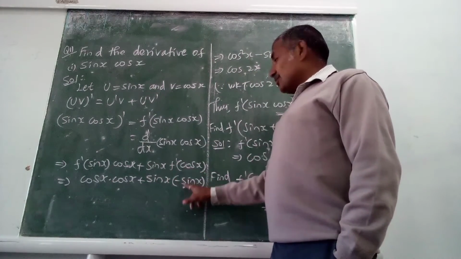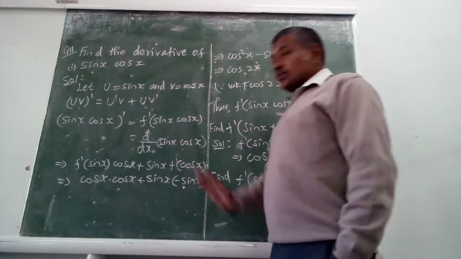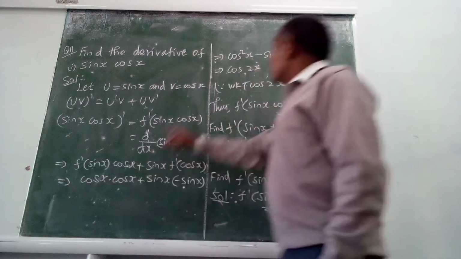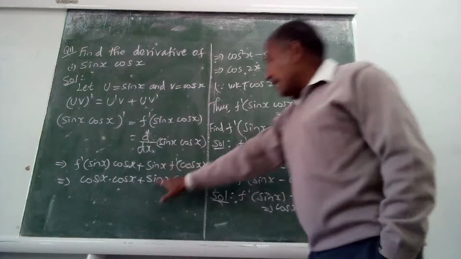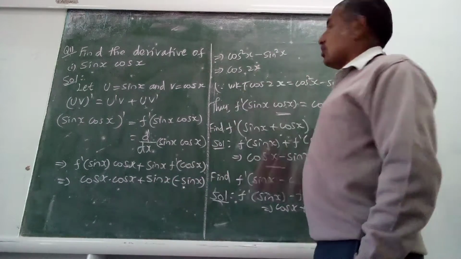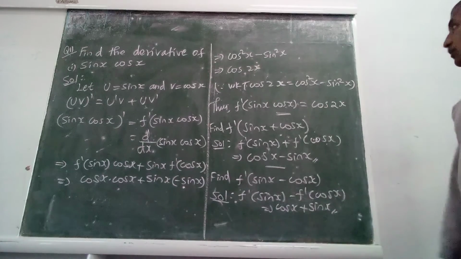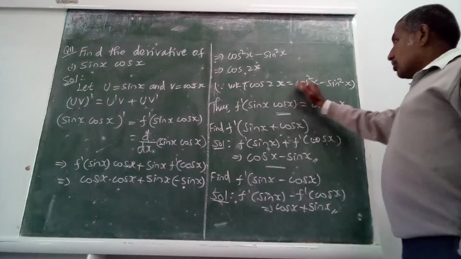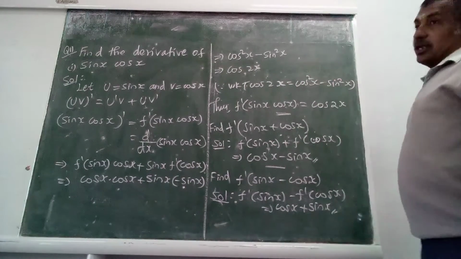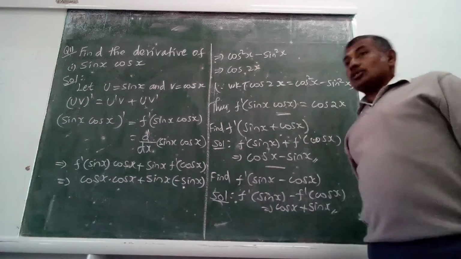F dash of cos x is minus sin x. So sin x into minus sin x. Cos x into cos x will become cos square x. Sin x into minus sin x will become minus sin square x. Cos square x minus sin square x is equal to cos 2x. Already we know that formula: cos 2x is equal to cos square x minus sin square x. That's why directly we can write cos 2x.